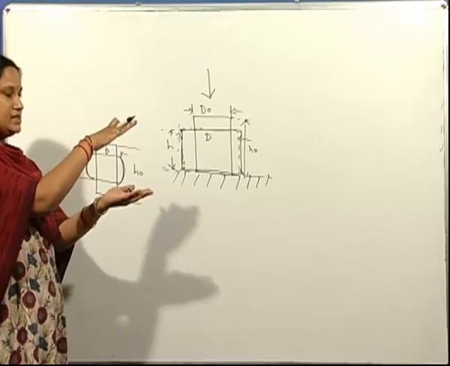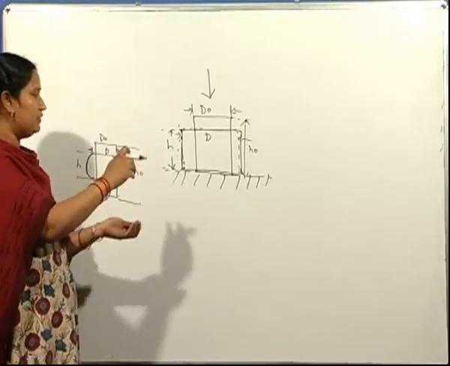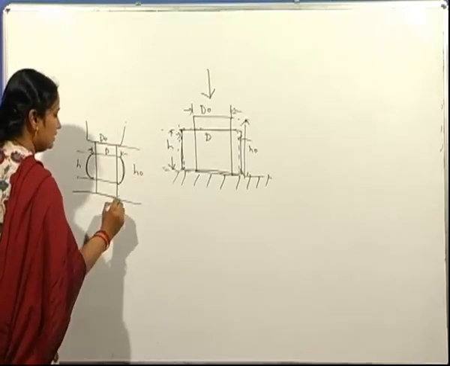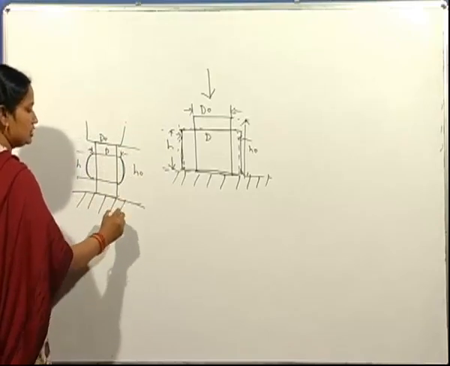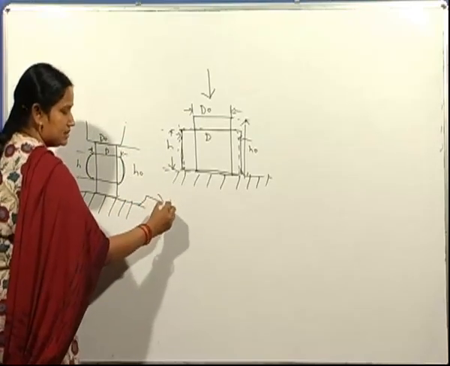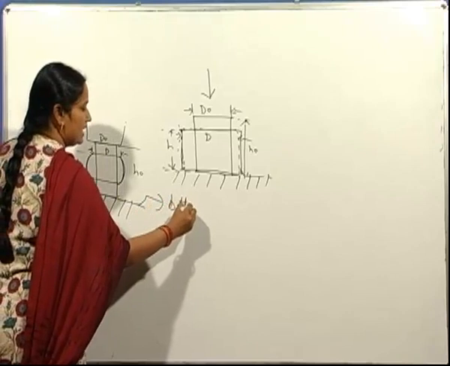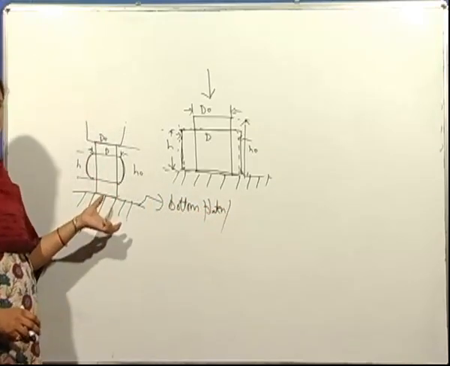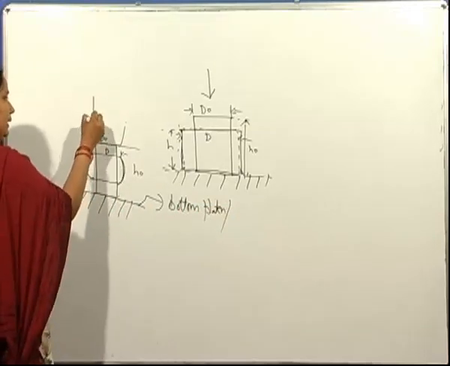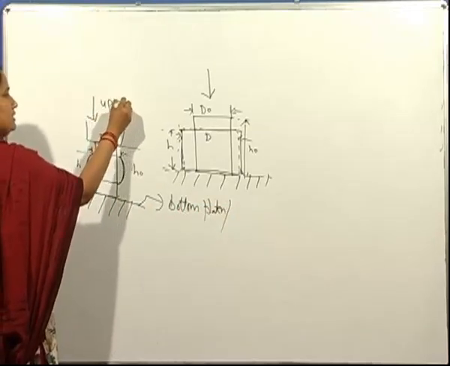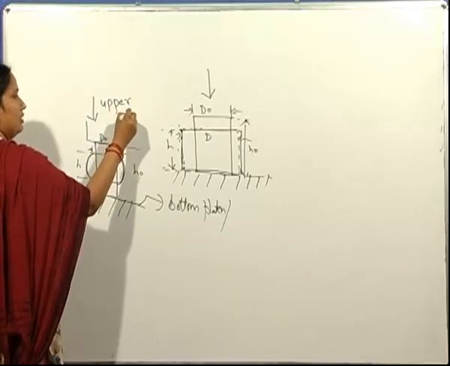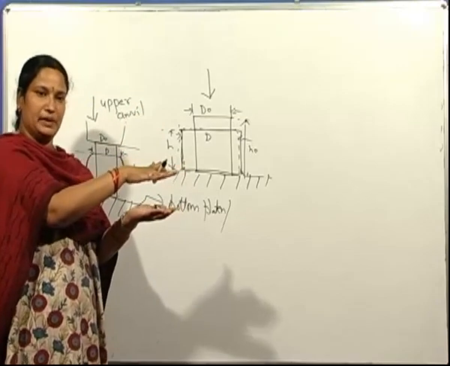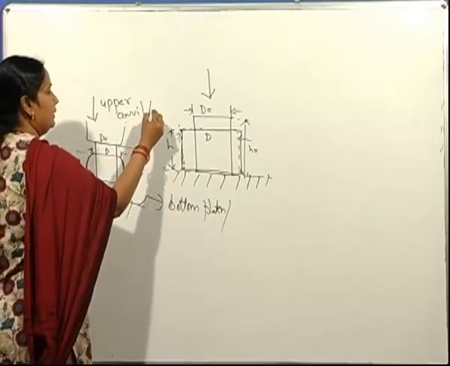This component is subjected to compressive force between the two anvils. This is the anvil and this is the anvil. The specimen is placed at the bottom anvil. This is the bottom platen, which is also known as anvil, where the specimen rests, and this is the upper platen, also known as upper anvil, by which means a compressive force acts on the material.